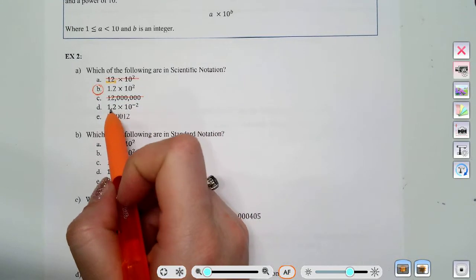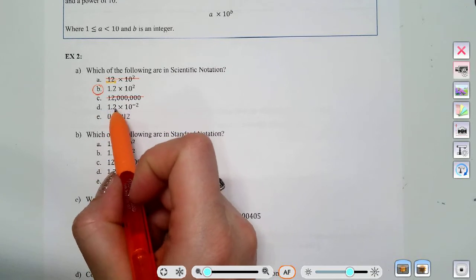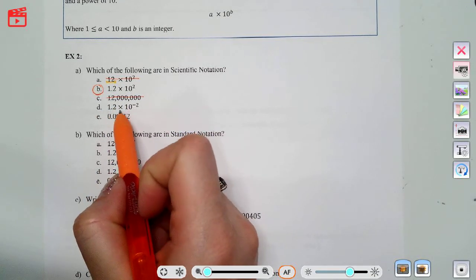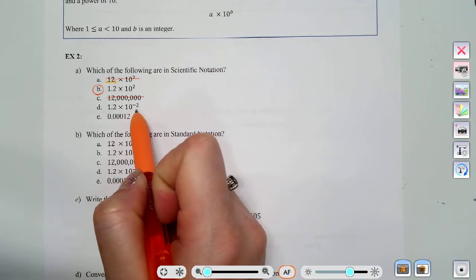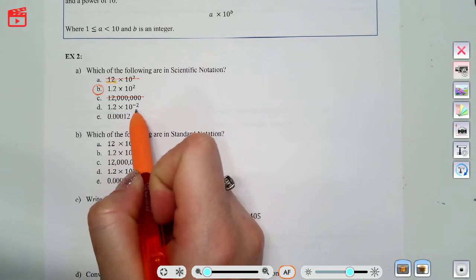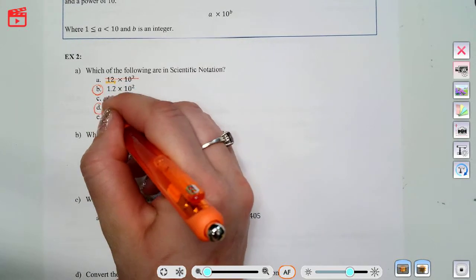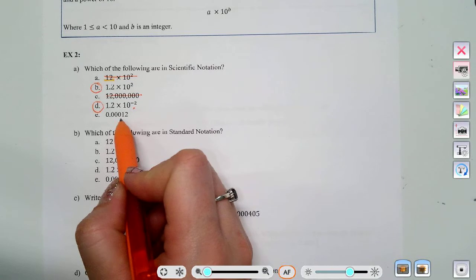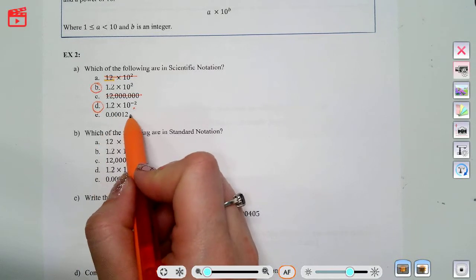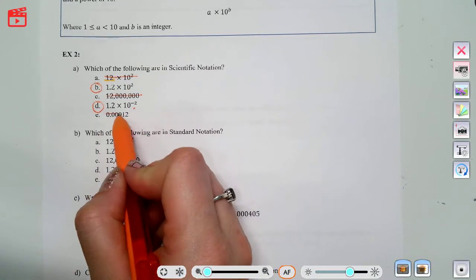How about this one? Okay, that's between 1 and 10, that's good. We have the multiplication. We have 10 to a... oh my goodness, can we have a negative power? Yes, we can. That's perfectly fine. The negative power works, so this is in scientific notation. How about this one? This number is not between 1 and 10, so this is not in scientific notation.